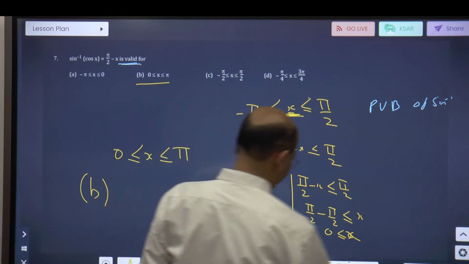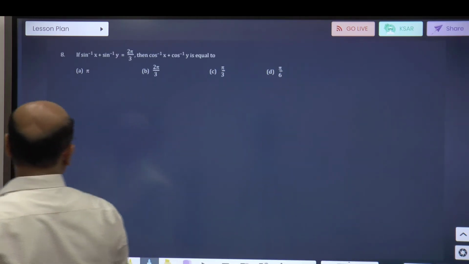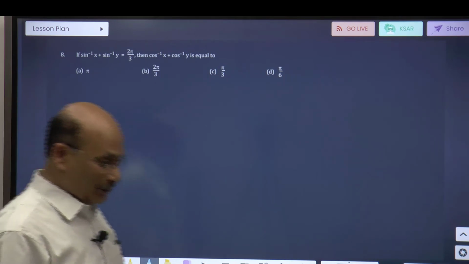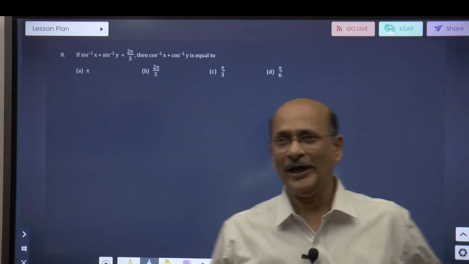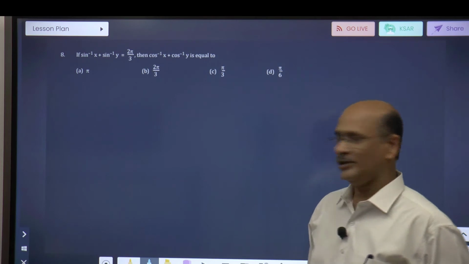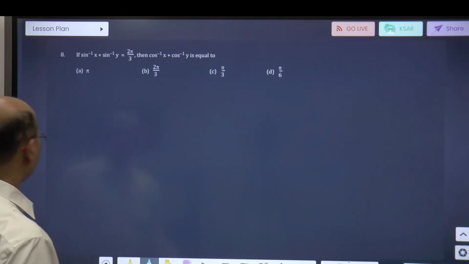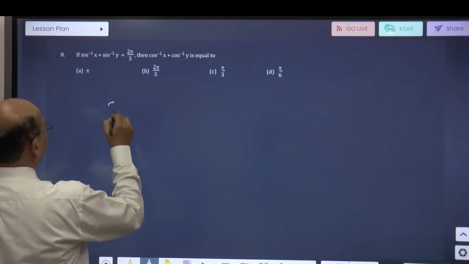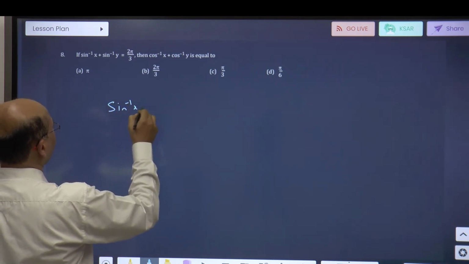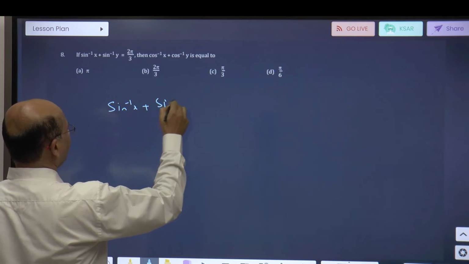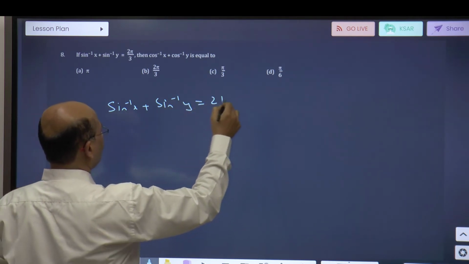Next question. This was one of the very few questions which I felt really should come for the exam. What was this question? See this question: sine inverse x plus sine inverse y is equal to 2 pi by 3.